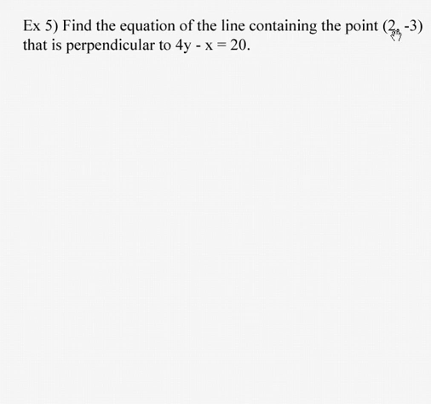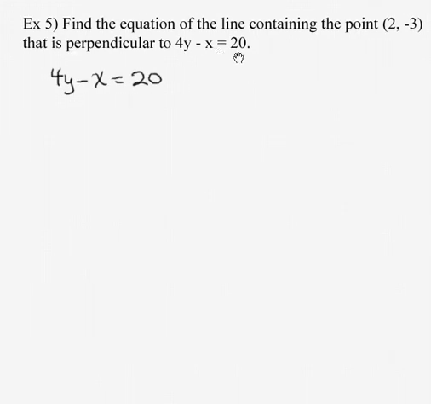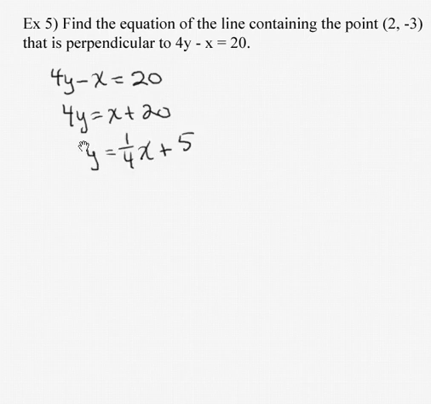Alright, and then our last example of today is we have an equation of a line we're looking for that goes through the point 2, -3, but is perpendicular to 4y minus x equals 20. So let's find the slope of 4y minus x equals 20 first. Let's add x to both sides. Divide everything in sight by 4. Y is 1/4 x plus 5.